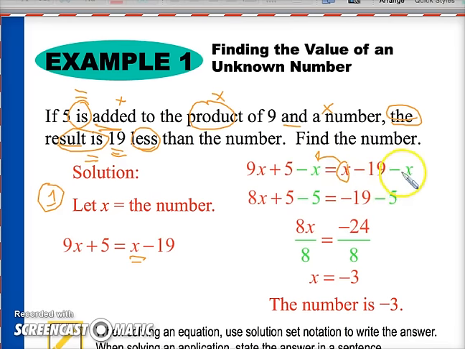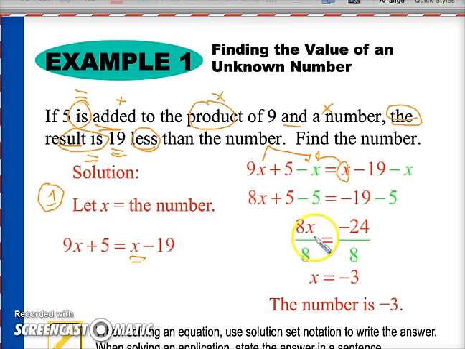When I do that, x minus x becomes 0. I'm left with negative 19. 9x minus x gives me 8x. You see that? Plus 5 equals negative 19.